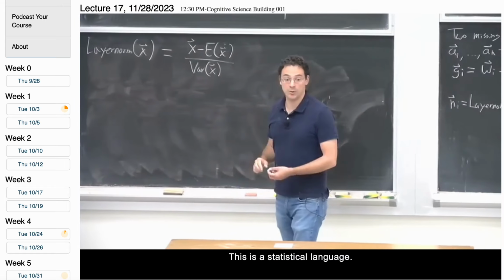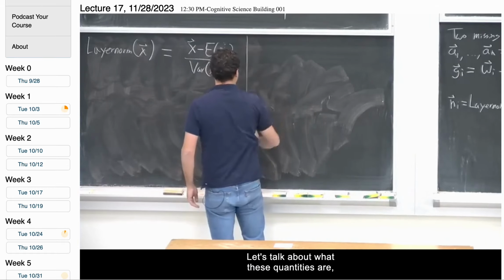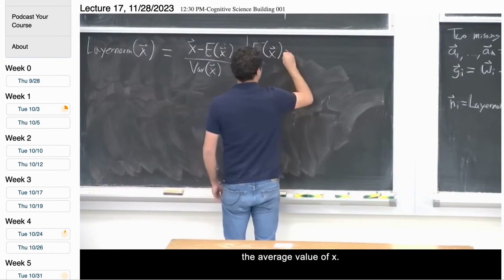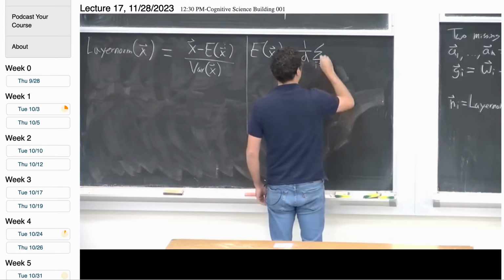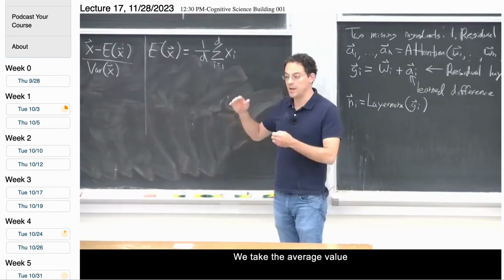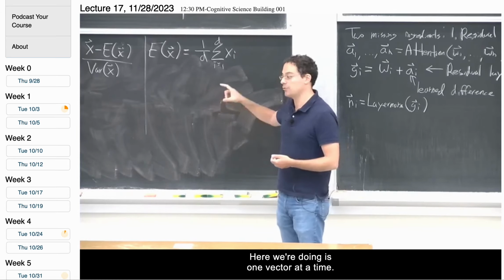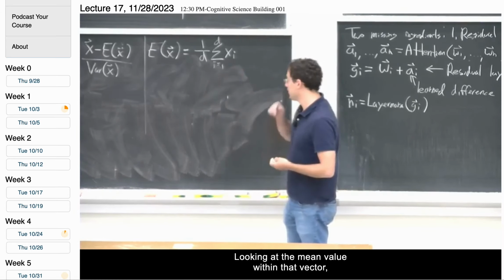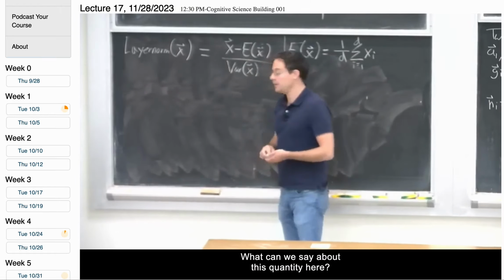This is all sort of statistical language. If you've taken some statistics courses, you've learned about the mean and variance. Well, let's talk about what these quantities are. The average value of x is equal to 1 over d, times the sum over the entries. So we have a d-dimensional vector, and we take the average value of all the dimensions of that vector. That's what we mean by the mean here. We're doing this one vector at a time, looking at the mean value within that vector. It's just an average, right? So what can we say about this quantity here, x minus E of x?